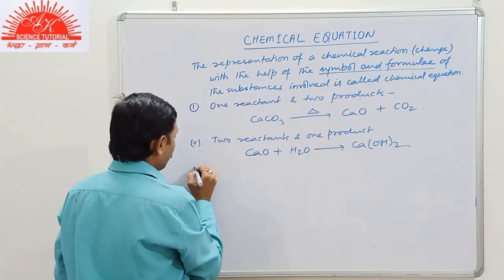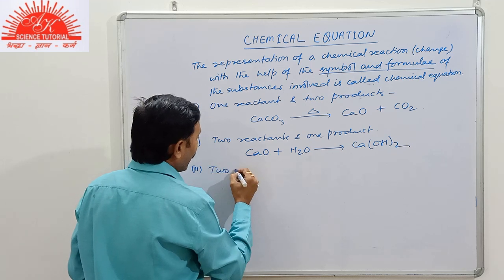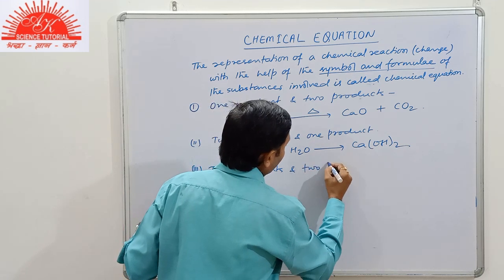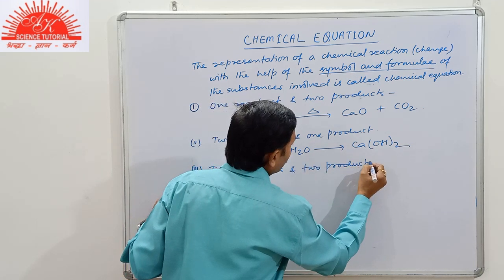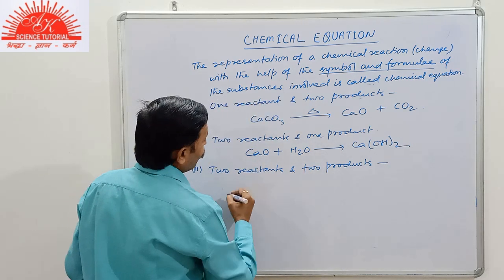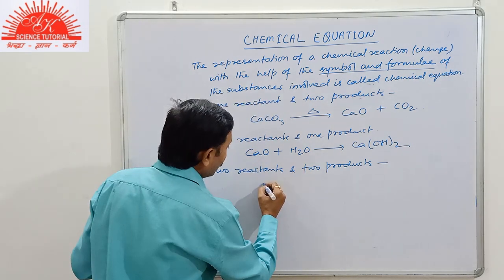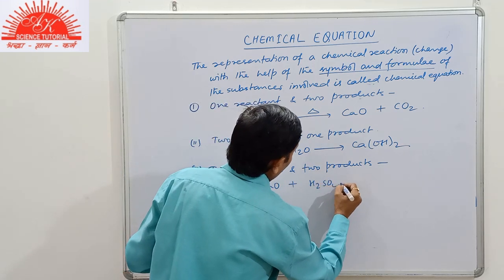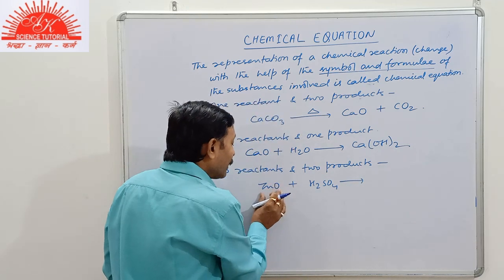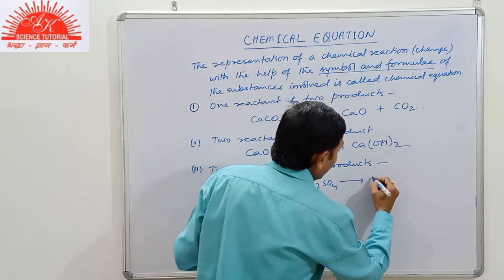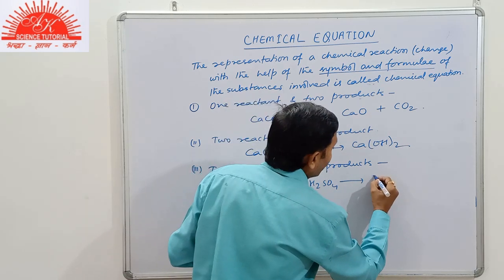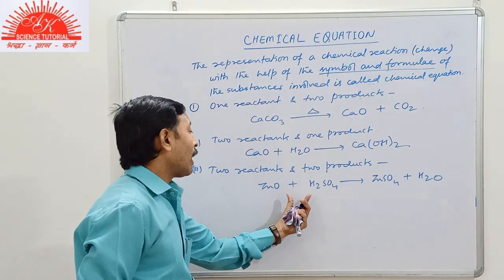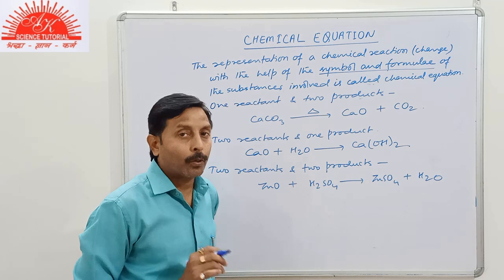Now take one more example. Two reactants and two products. Suppose we take an example of zinc oxide plus H2SO4. This time zinc oxide reacted with sulfuric acid, this is sulfuric acid, then it gives ZnSO4 plus H2O. So these are the two reactants and there are the two products.